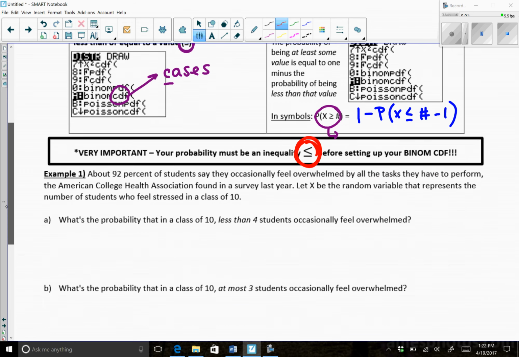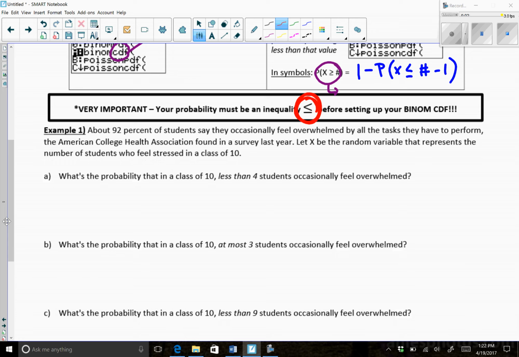So looking at example 1, about 92% of students say they occasionally feel overwhelmed by all the tests that they have to perform. The American College Health Association found this in a survey last year. X is our random variable that represents the number of students who feel stressed in a class out of 10. So 10 represents our sample, our population. So I know that my n value is equal to 10. And when they gave us this percentage of 92%, if I convert that percent to a decimal, I know that 0.92 is equal to my probability. And now we'll answer the different questions to get the different cases.